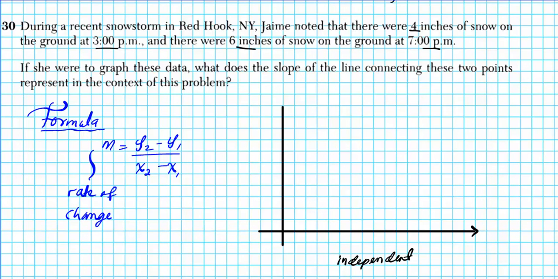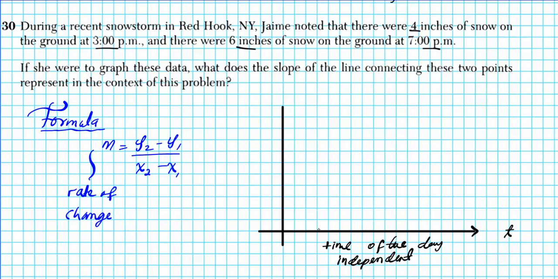Time is always your independent variable. Okay? Time doesn't depend on anything. Whatever you're doing, time doesn't wait for anyone, right? It just keeps going. So your time is going to be your independent axis, the x-axis. So time of the day, that will be your x-axis. And inches of snow will be your y-axis.